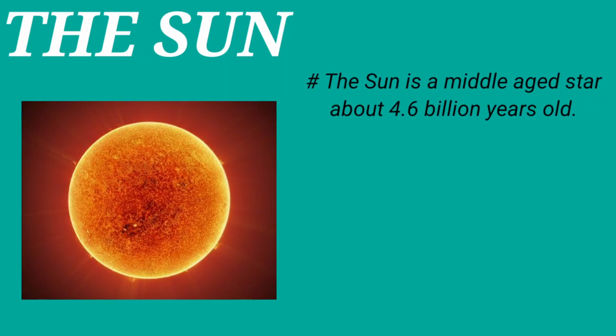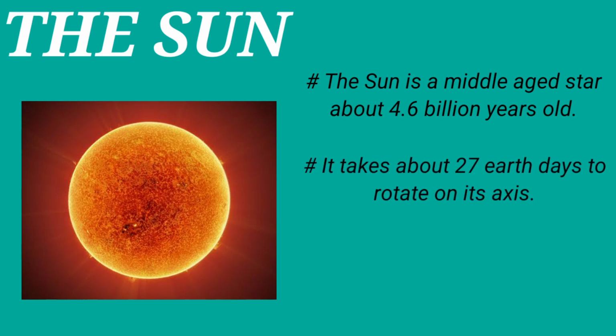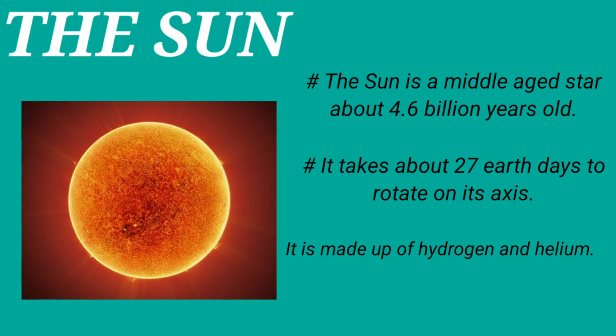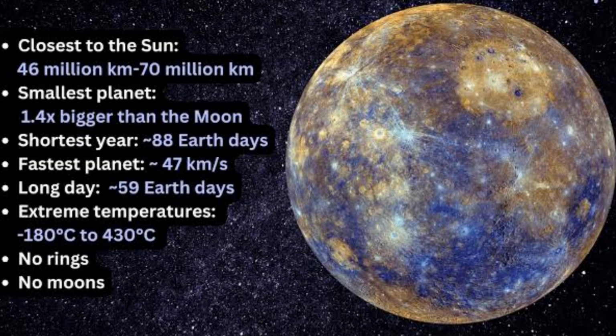Start with the sun. Children, the sun is a middle-aged star, about 4.6 billion years old. It is the main source of energy for life on Earth. It takes about 27 Earth days to rotate on its axis. The sun is made up of hydrogen and helium. Now come to the planets.